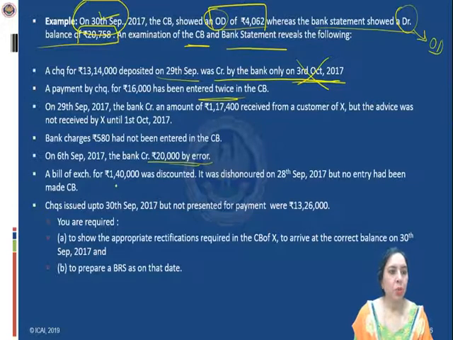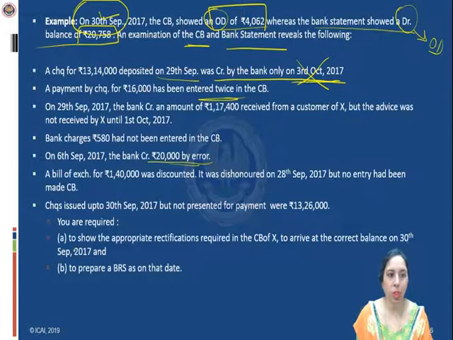A bill of exchange worth rupees 1,40,000 was discounted. It was dishonored on 28th September, but no entry has been made in the cash book. Then checks issued up to 30th September but not presented for payment amount to rupees 13,26,000. These are the items which are causing differences in the balance of the cash book as compared to the balance of the passbook. And what are you supposed to do?